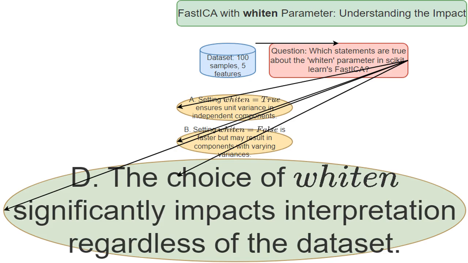The impact of WHITEN on interpretation really depends on the specific dataset you are using. It is not a universally significant factor. Sometimes it will matter, sometimes it won't. It's like adding a pinch of salt. Sometimes it makes a huge difference, sometimes it's barely noticeable.